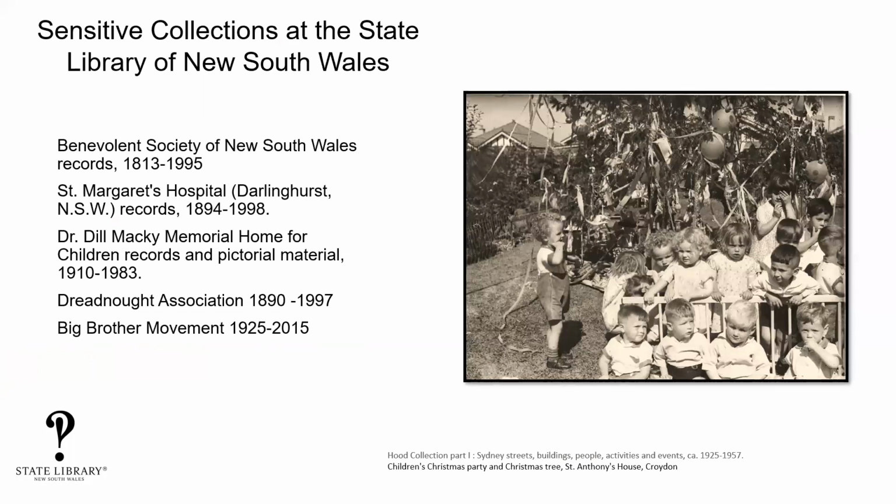So today I'm going to provide an overview of some of our key resources in the following sensitive collections. I'm not going to look at every single aspect of these collections, but we'll look at some of the key ones: the Benevolent Society of New South Wales, St Margaret's Hospital, Darlinghurst, the Dr John Mackey Memorial Home for Children, the Dreadnought Association, and the Big Brother movement. It's important to note that the collections we have in the State Library of New South Wales are mostly for defunct organisations or services that no longer operate. Also, what we do hold is not comprehensive.